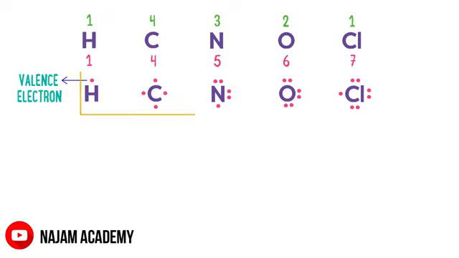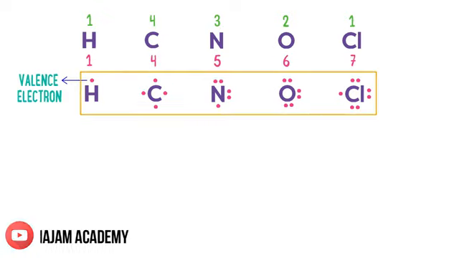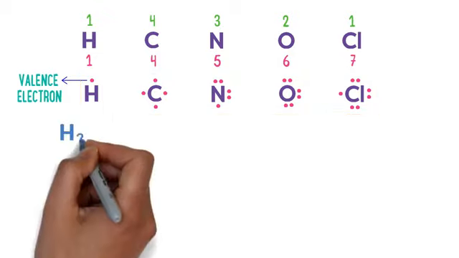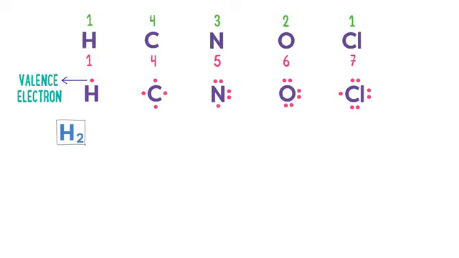Now I will use these structures in order to draw the Lewis structure of any compound or molecule. For example, consider the hydrogen molecule. Here, H2 means that 2 atoms of hydrogen are present in this molecule. So I take 2 atoms of hydrogen. Now this single electron of this hydrogen atom and this single electron of this hydrogen atom are mutually shared.